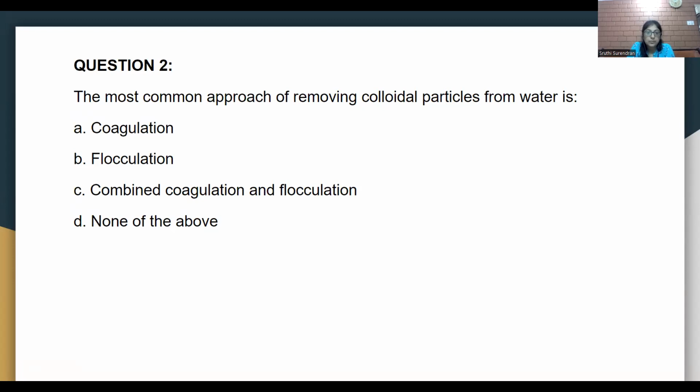Hi Sangamitra, if you know the answer, you can share it in the chat box.